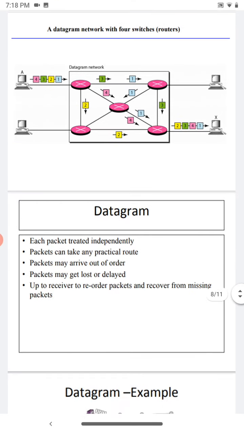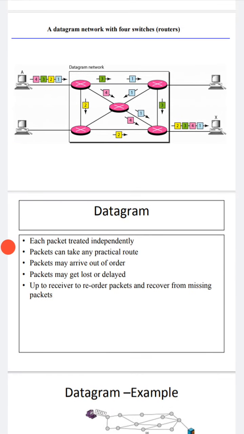Listen to this diagram, this example. Here there are four systems: A, then below one more system, then on the receiver side there are two systems. Our aim is to send the message from system A to system B. Okay, a datagram network with four switches. So now the data is sent from system A to system X.